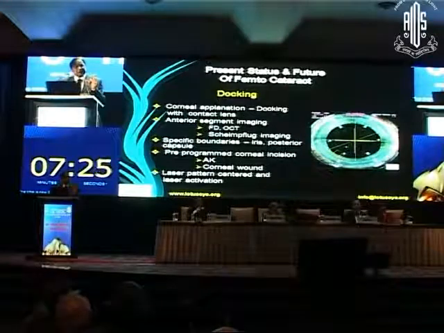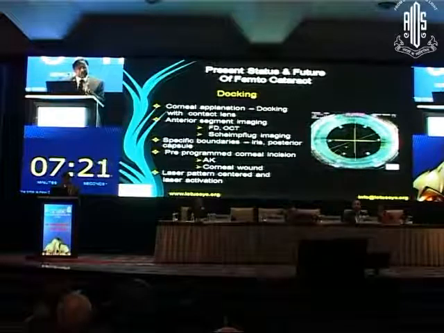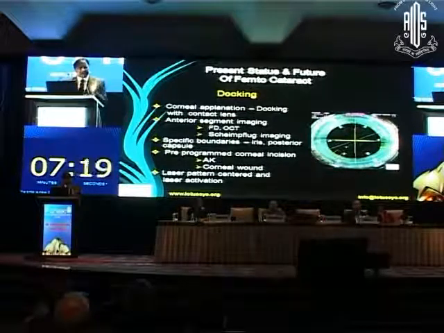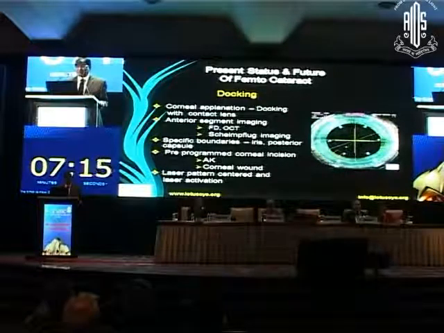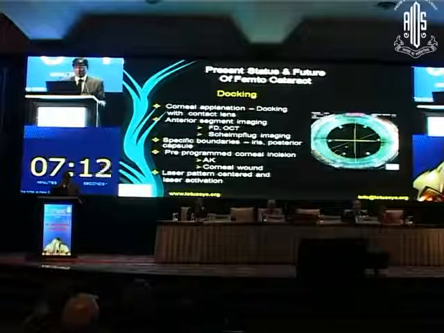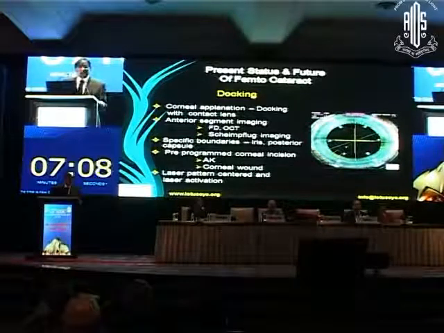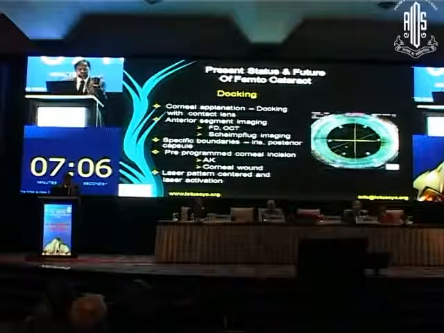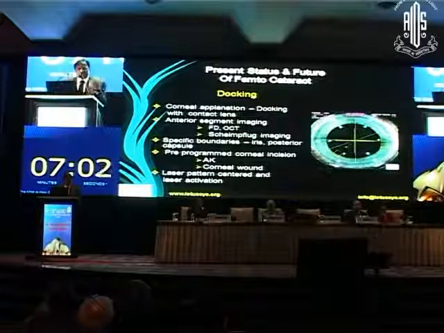You get an excellent anterior segment OCT. You get a 3-dimensional view of the cornea, the anterior segment and the posterior capsule. That's very, very important to help you identify specific boundaries like the iris and posterior capsule. Not only that, sometimes you see the posterior part of the cataract, and you can identify preoperatively if there is any abnormality.